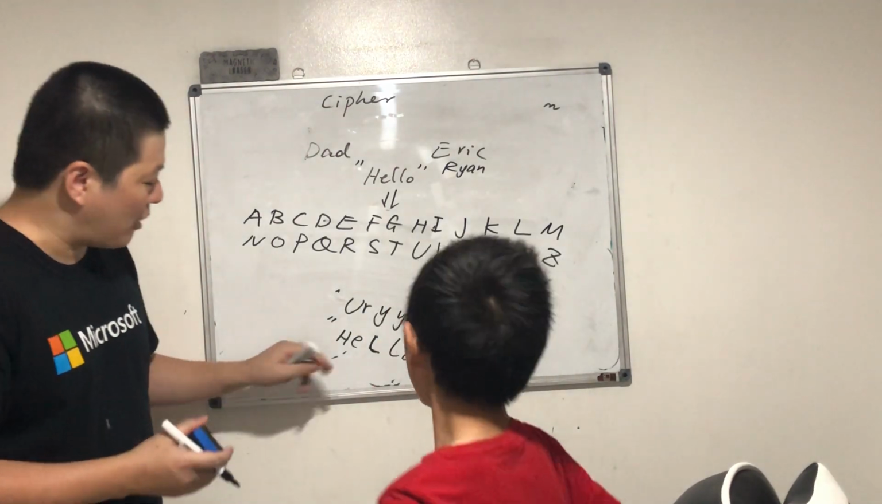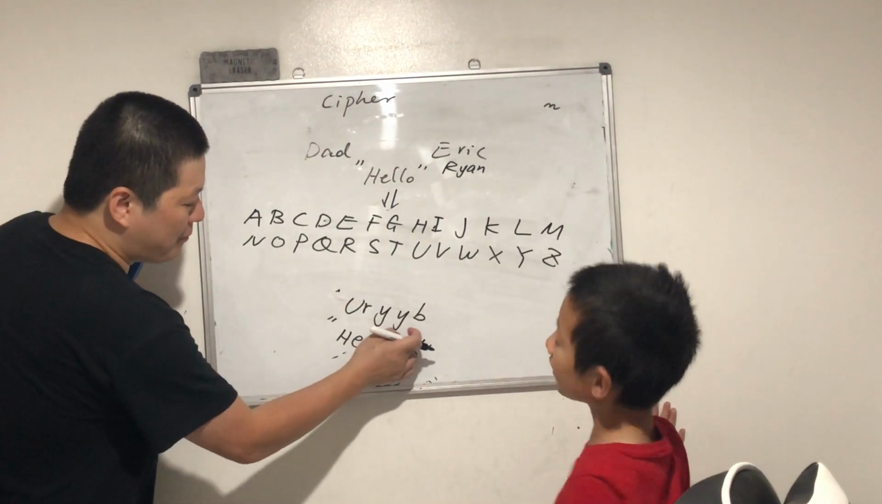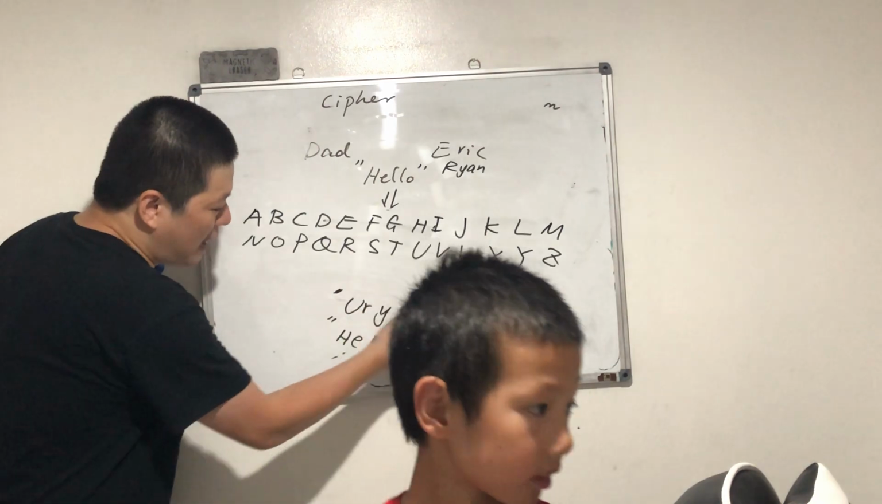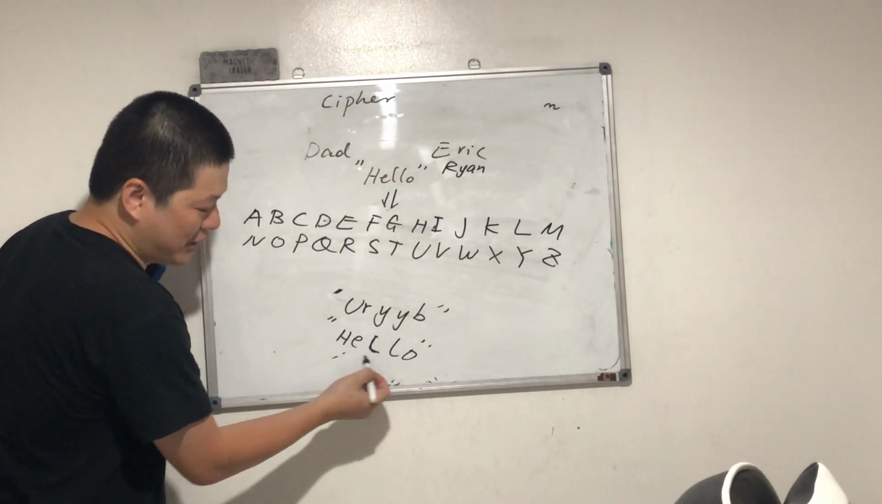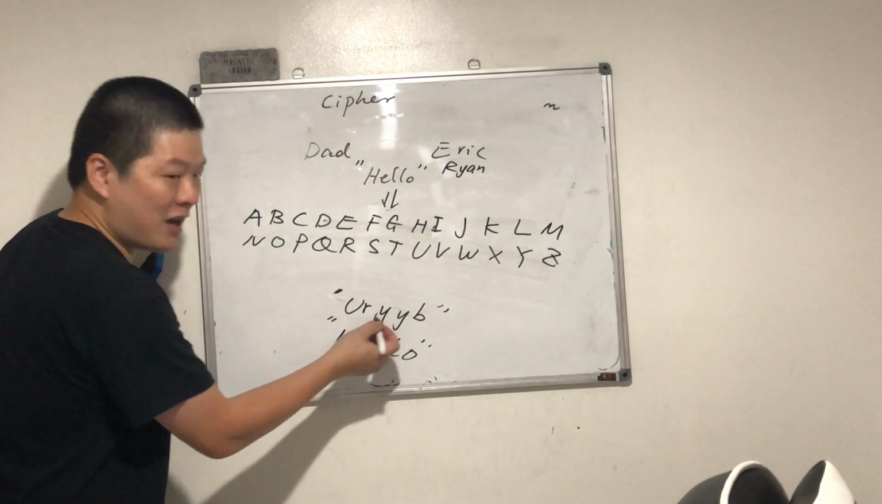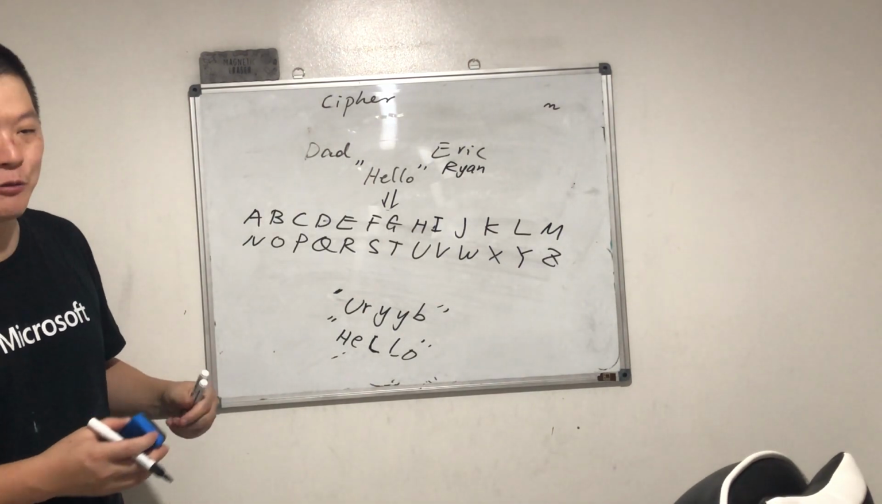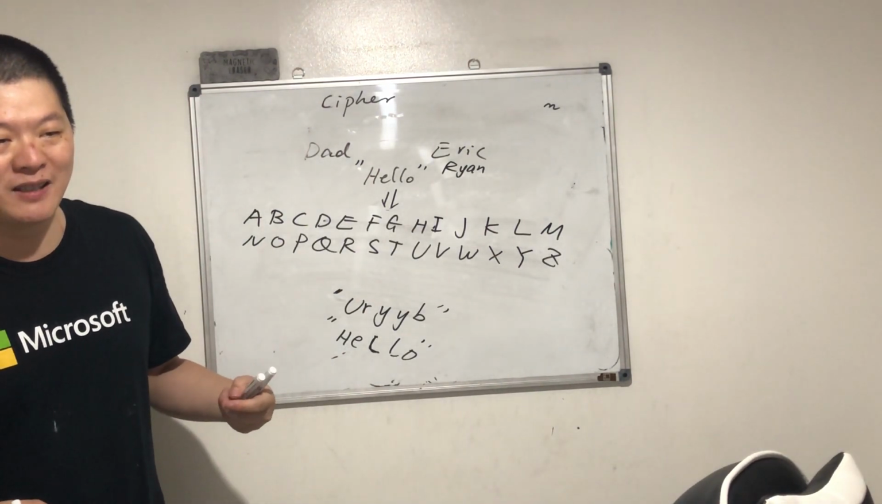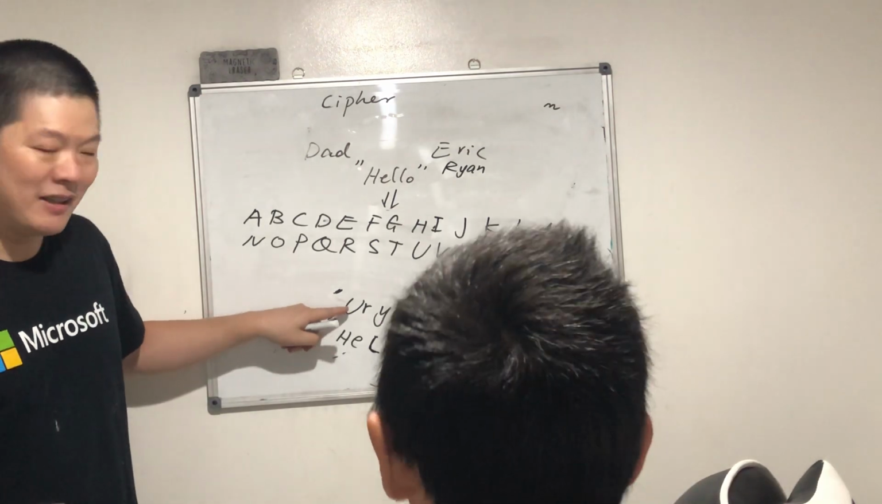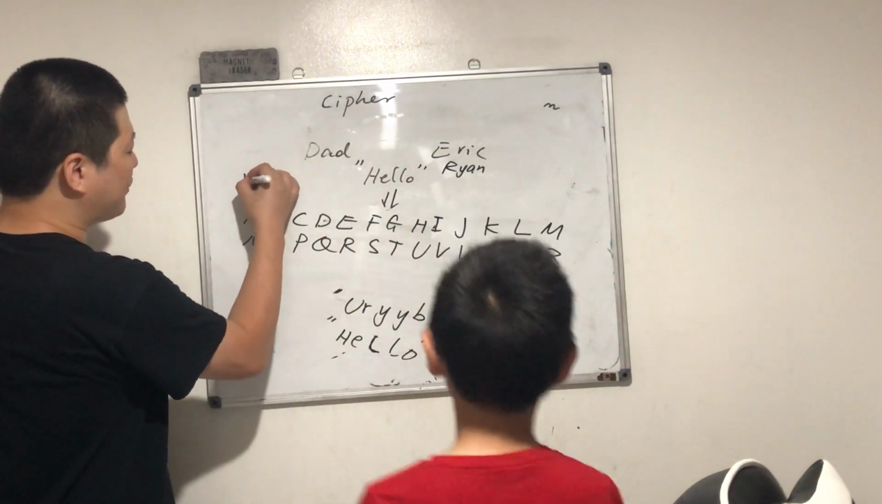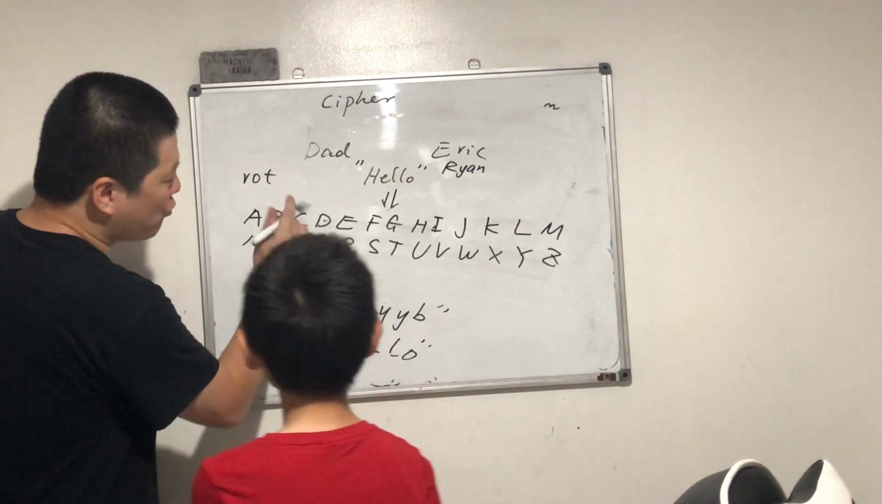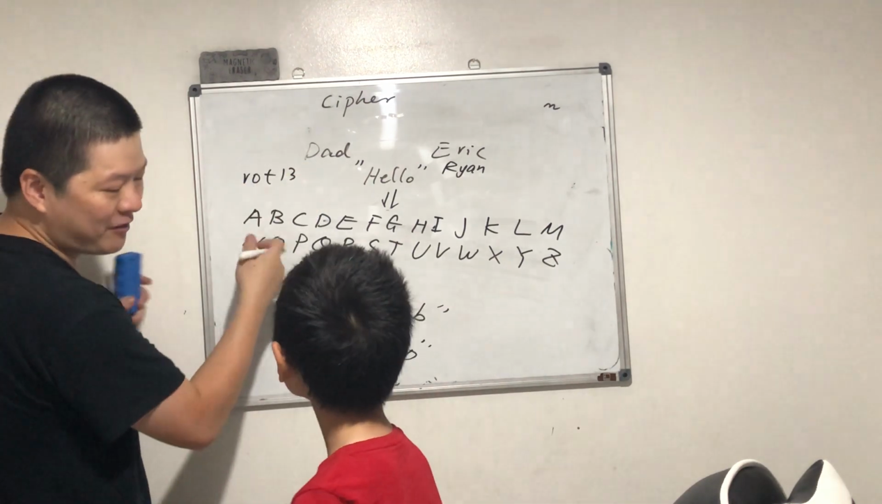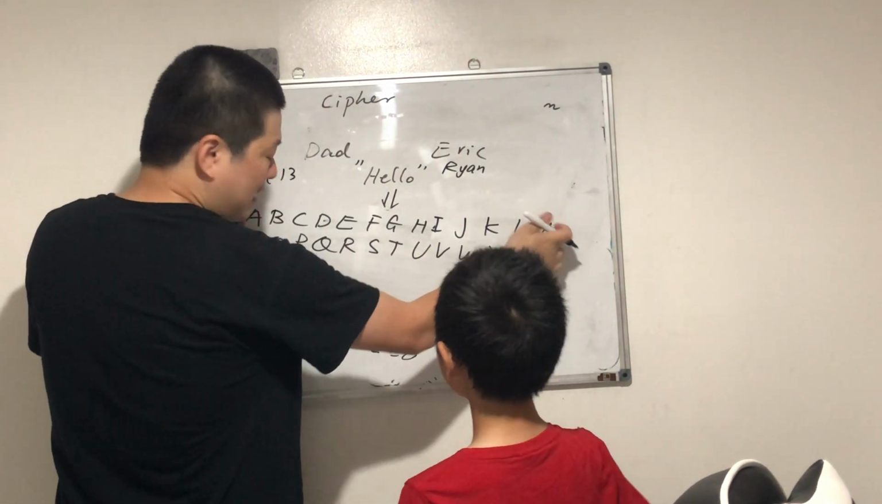So look, U-R-Y-Y-B. If we encrypt U-R-Y-Y-B, it becomes hello. If we encrypt hello, it becomes U-R-Y-Y-B. So what does it mean? If a message is encrypted twice, what happens? If we do this, we call it ROT13, because it rotates 13 places.